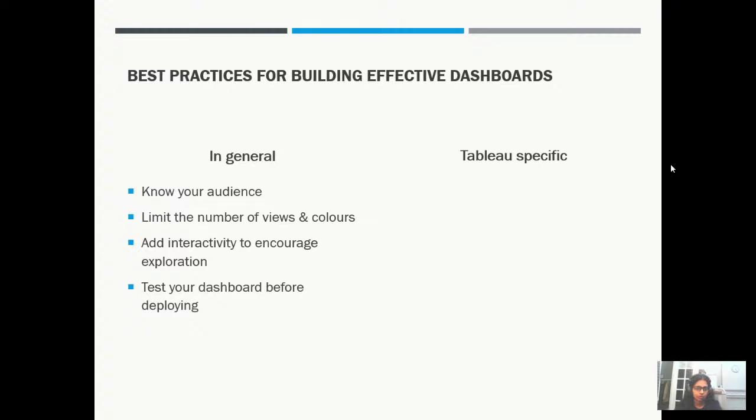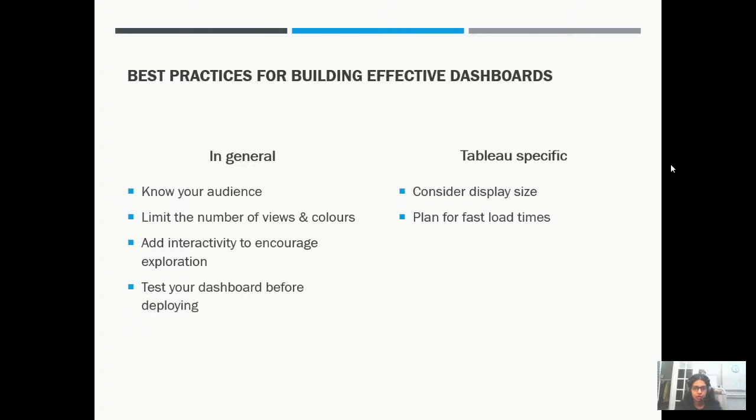Test your dashboard before deploying. Please make sure that everything is working properly, the measurements and so on. Tableau specific: consider the display size. You can adjust the font size in the data label, or you can adjust the pie size or bar size. So make sure that you understand that and create it well.